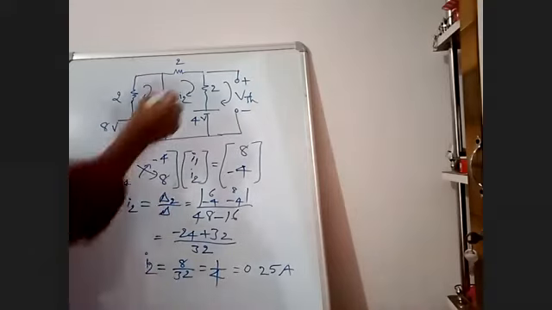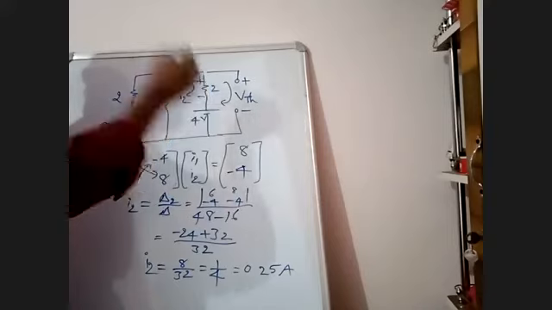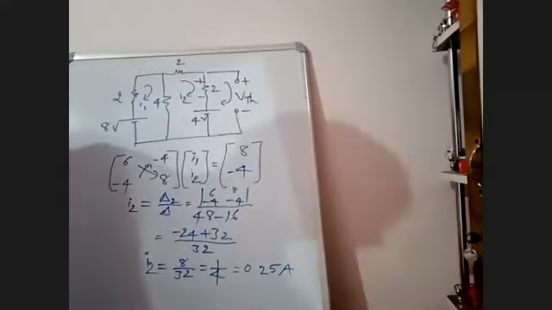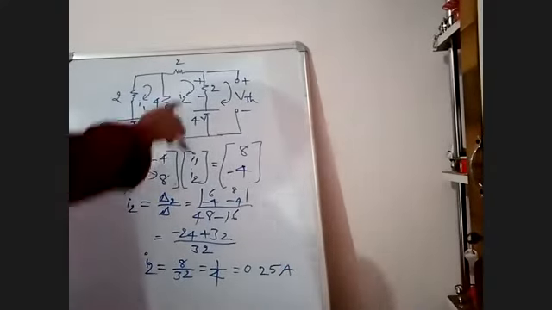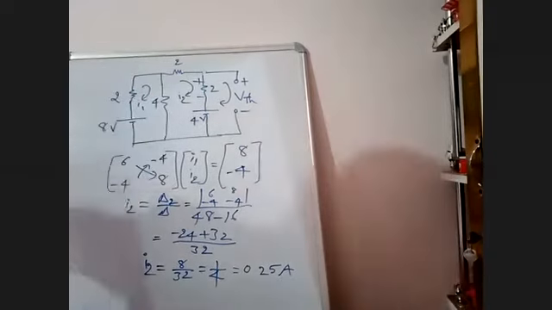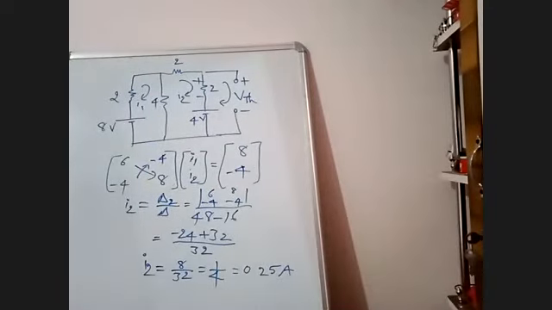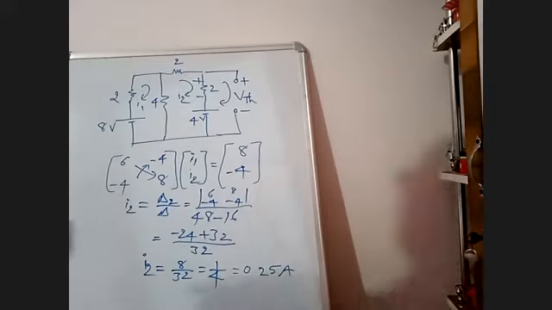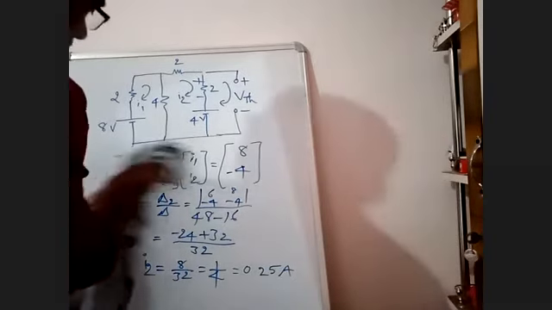Now, in the direction of I2, I can take plus and minus in the resistor. Okay. Now I have applied mesh analysis. Can you apply nodal analysis and determine the current in 2 ohms? You have to get the same current, 0.25. We will verify. Instead of mesh analysis, I will go for nodal analysis.